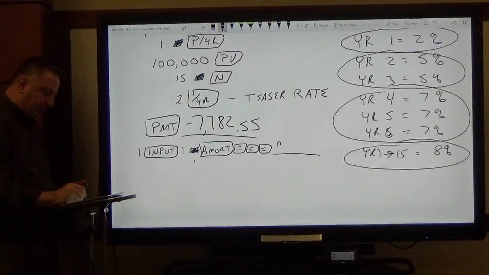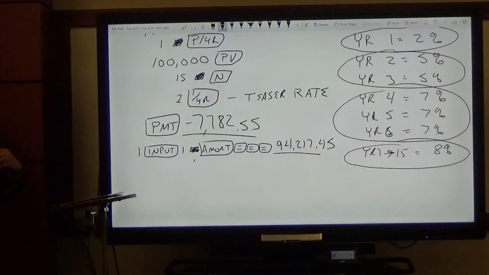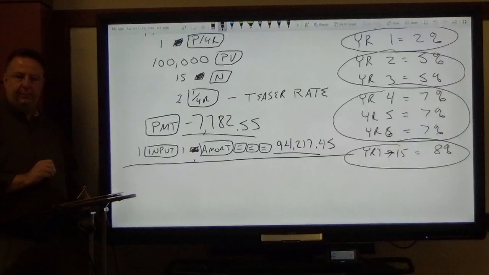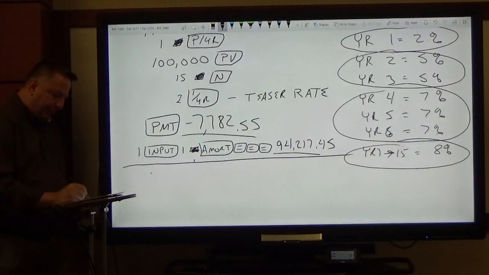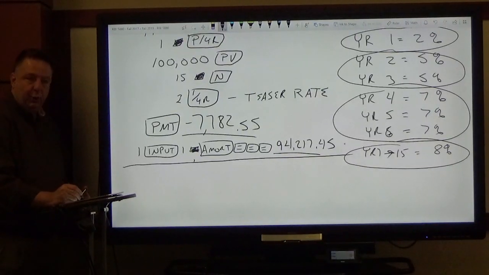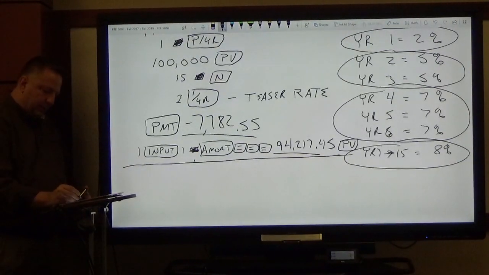Okay, so our balance at the end of year 1 is 94,217.45. Now what we have to do is basically draw a line and put in that 94,217.45, and we can just do it right here as our new present value. So that would be basically our new present value.